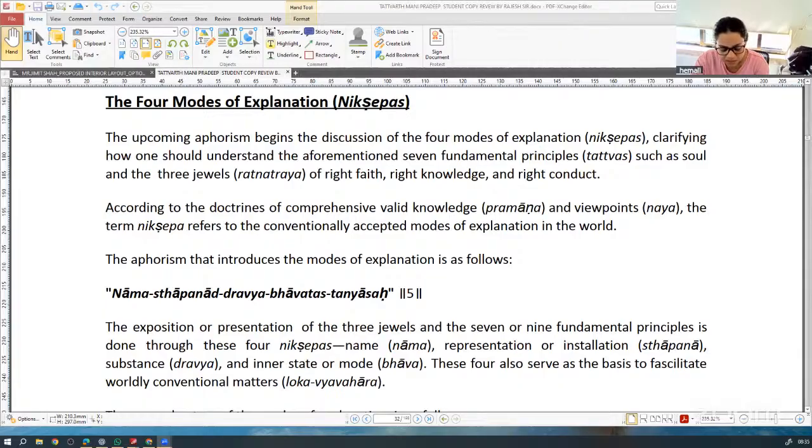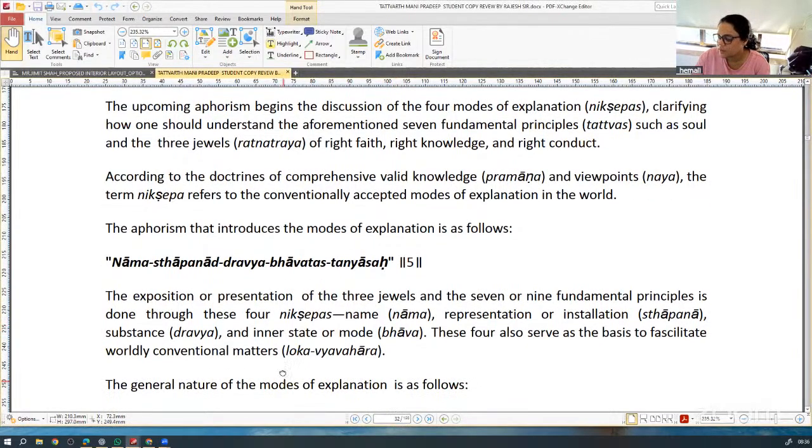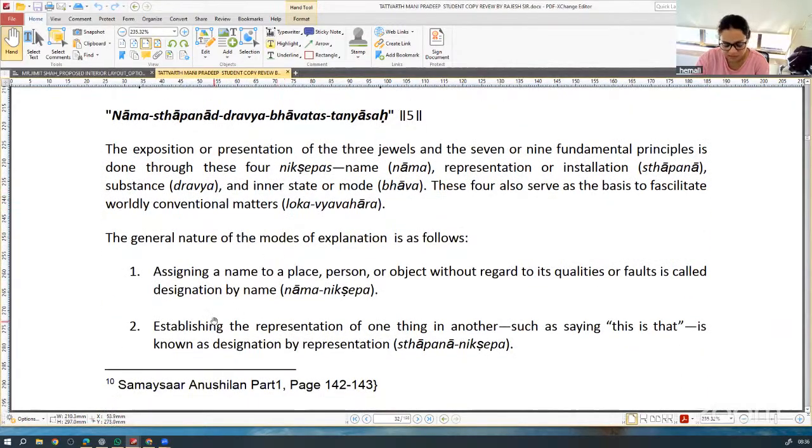Nama sthapana dravya bhavatas tanyasah. The exposition or presentation of the three jewels and the 7 or 9 fundamental principles is done through these 4 nikshepas: name, naam, representation or installation, sthapana, substance, dravya, and inner state or mode, which is bhav. These 4 also serve as the basis to facilitate worldly conventional matters, lok vyavahar.